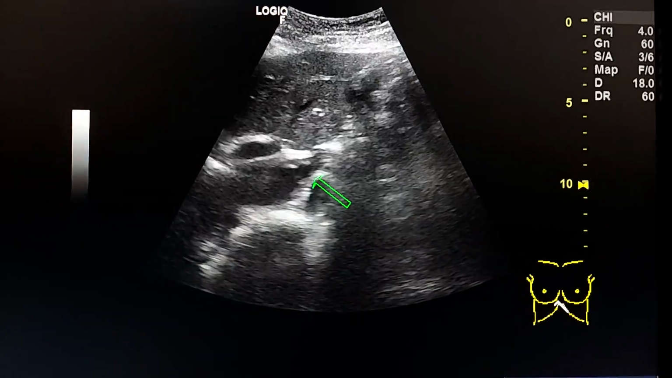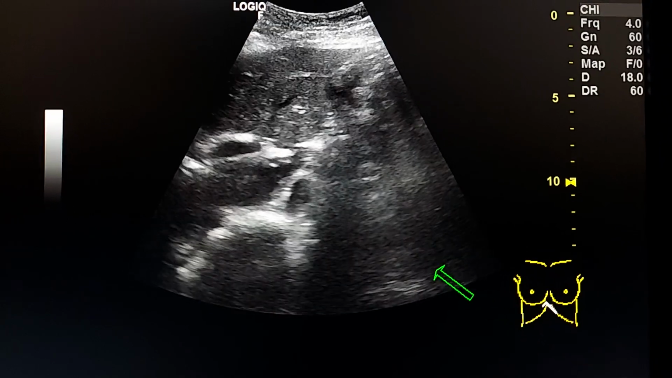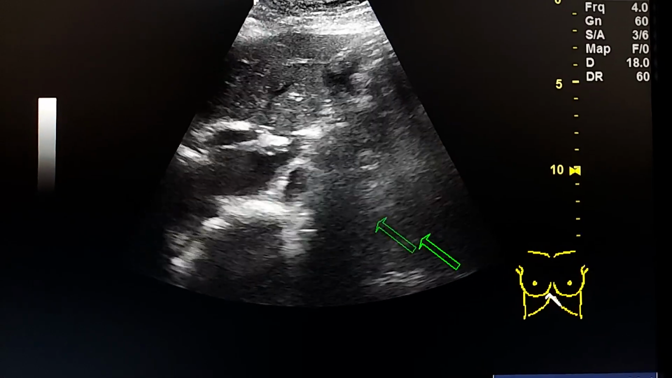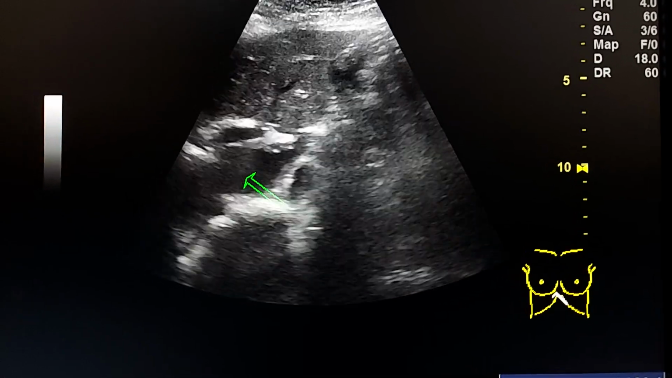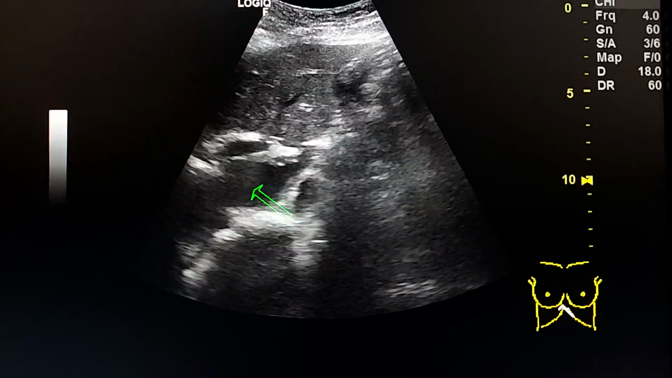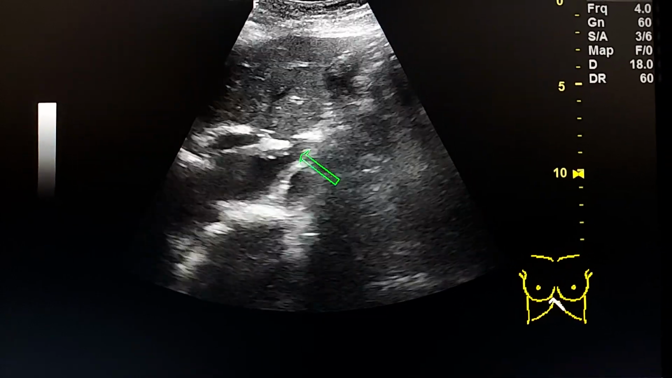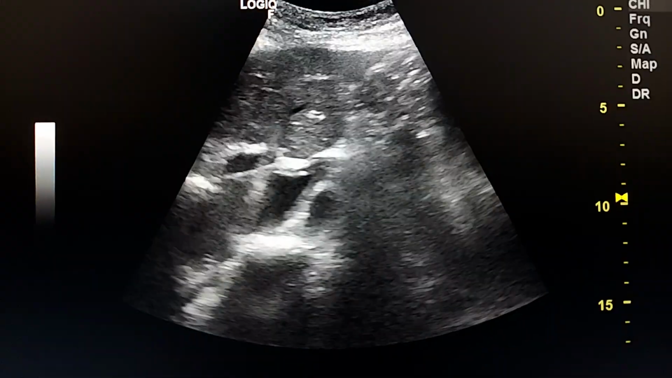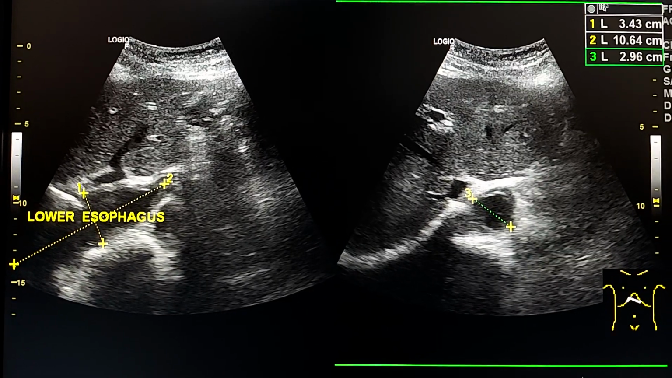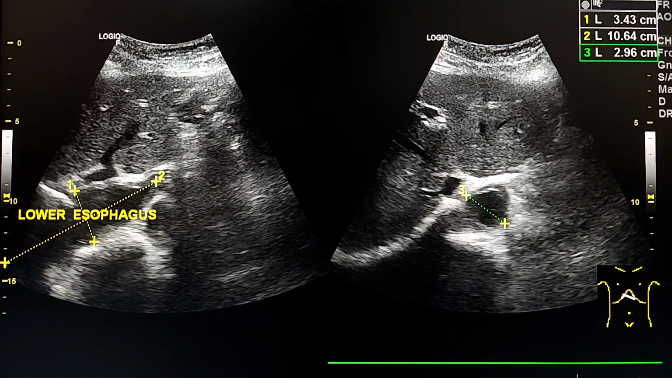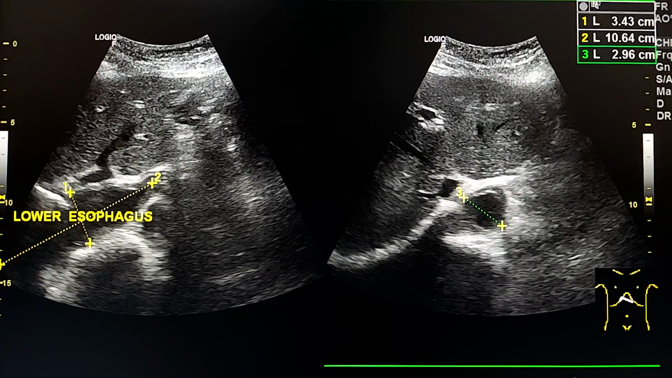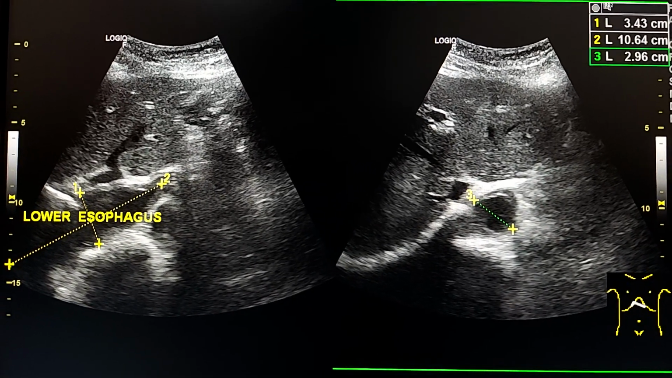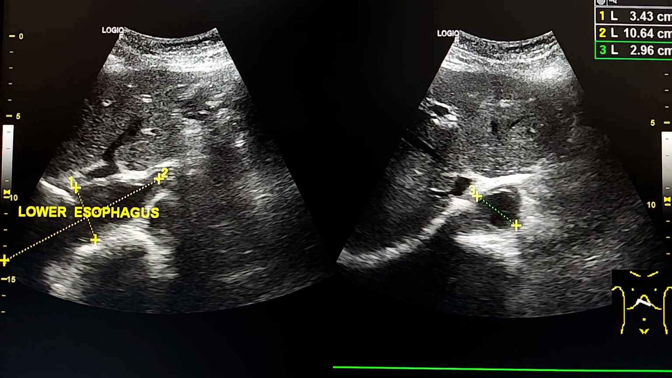This was a subxiphoid view of the sphincter of the esophagus. At this level, here we see the dilated esophagus with fluid before the patient drinks water, and narrowing at the level of the sphincter. So achalasia can be suggested by ultrasound by examining both the upper and the lower esophagus.